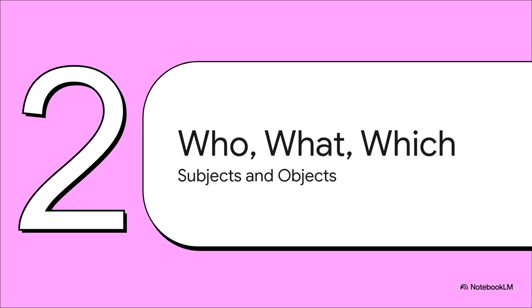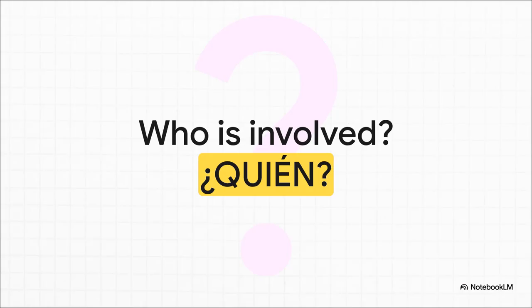Moving right along to Section 2, Who, What, and Which, identifying subjects and objects. Let's start with the exact tools we use to figure out the identities of people and things. When you need to uncover who someone is, you're going to reach for quién, who. And if you need to know who is tagging along with them, you use con quién, with whom. Now remember, these are strictly for people. If you see a name like Laura or Mario in your notes and you want to turn that into a question, these are absolutely the tools you use.